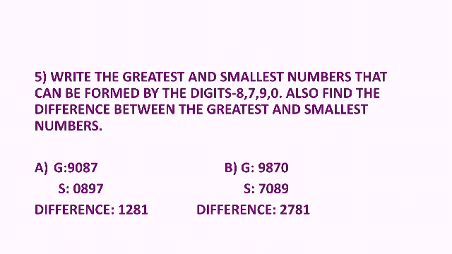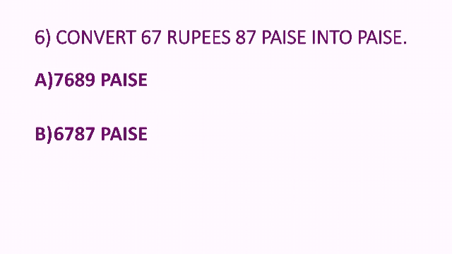Okay, 6th question. Convert 67 rupees 87 paise into paise. Now, how do we convert from rupees to paise? We know 1 rupee equals 100 paise. And rupees is a larger unit, paise is a smaller unit.